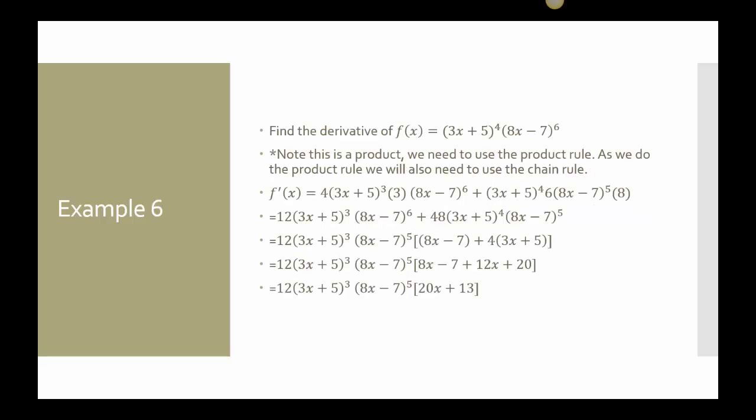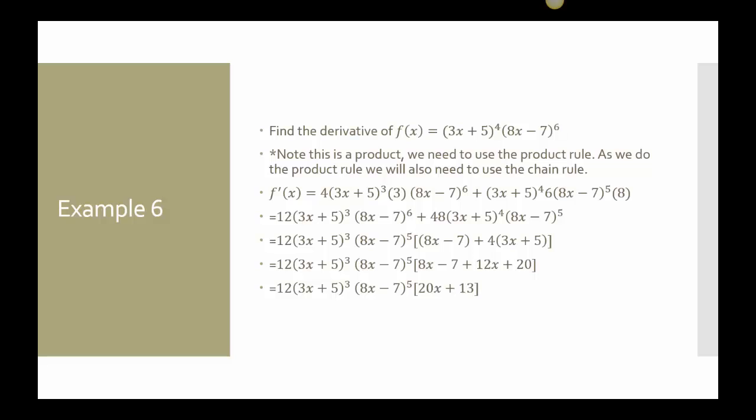All right, here's a bigger one because I'm going to do two things here. I have f of x is 3x plus 5 to the 4th times 8x minus 7 to the 6th. When I hear the word times, it makes me think, oh, I'm doing the product, so I better use the product rule. And it's important to make yourself start thinking these things of what kind of rules am I going to use for derivatives, because there's a lot going on.